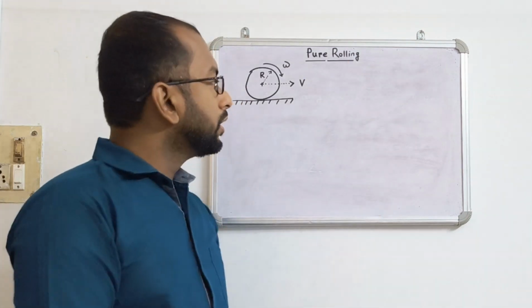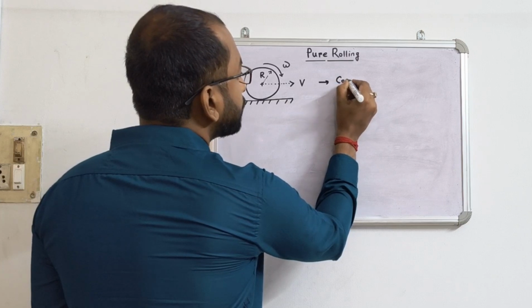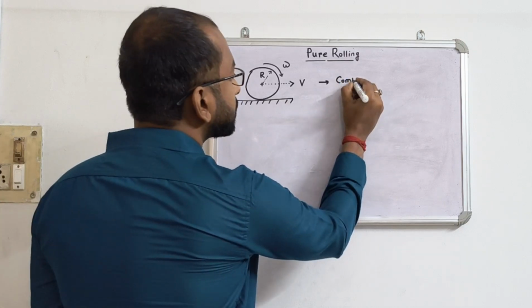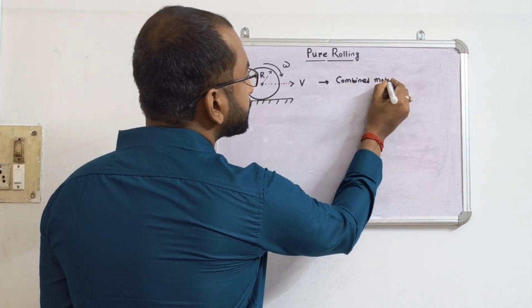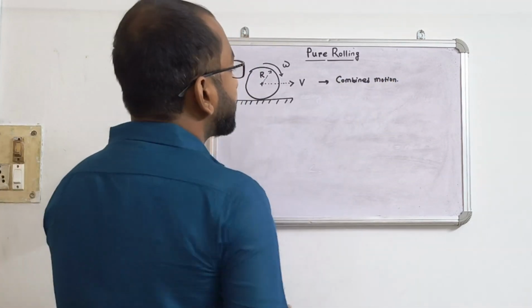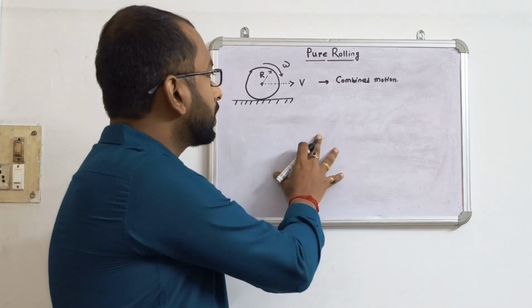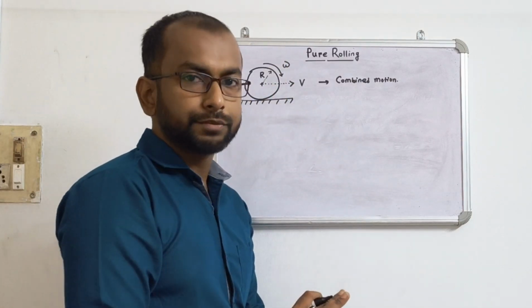So rolling is an example of the combined motion we have discussed in the last lecture. Combined motion. But it is a special kind of combined motion where the circular object is not slipping over any particular surface.